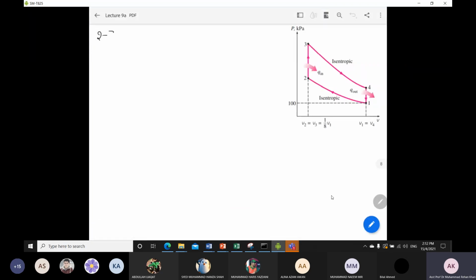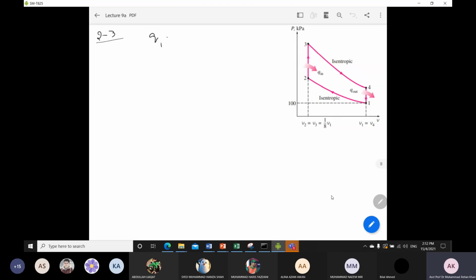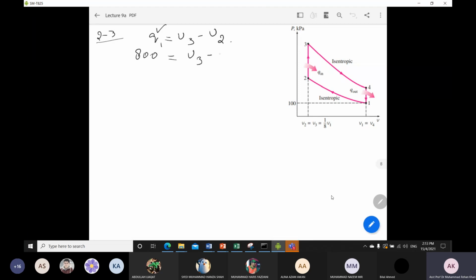So 2 to 3 is your constant volume heat addition process. We already know the equation Qin is equal to U3 minus U2. Qin is given in your question, so you can put the value of 800. U3 you have to find, and U2 you already found from the previous state using linear interpolation from your thermodynamic table. So from there you will get the value of U3, which is equal to 1275.11 kilojoule per kg.